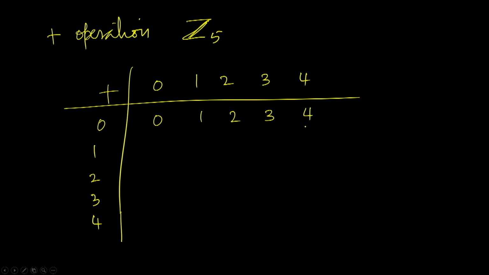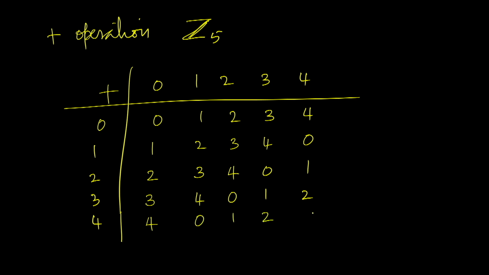So, 0 plus x is x, 1 plus 4 is 5, which is 0 modulo 5, 2 plus 4 is 6, which is 1 modulo 5, 3 plus 4 is 7, which is 2 modulo 5, 4 plus 4 is 8, which is 3 modulo 5. So, this is the addition table for Z5.